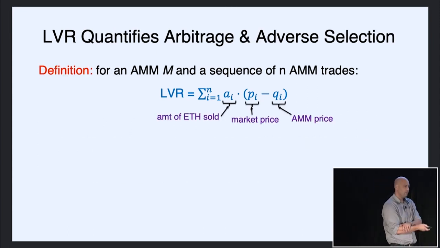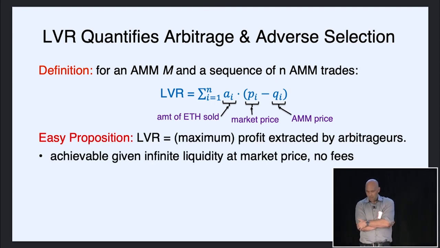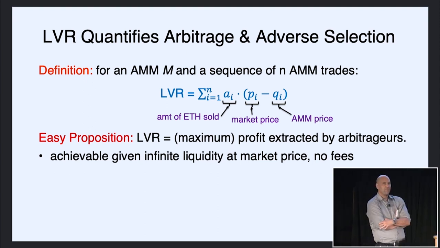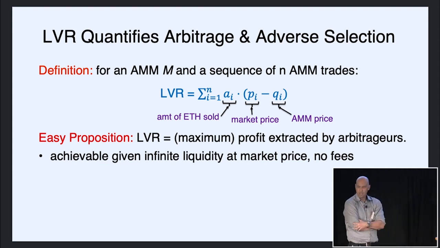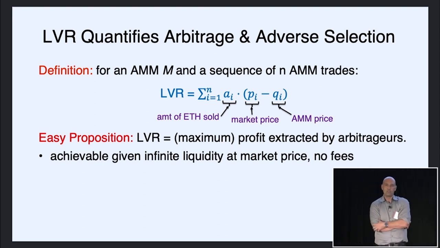Let me make some comments about it. Something that is a good sanity check for us, it shouldn't surprise you, and it's pretty trivial to prove. We've been talking about lever as the loss to liquidity providers. You could alternatively derive it as the best case profit that arbitrageurs could possibly extract. Best case meaning assume they had access to infinite liquidity at the current market price and didn't have to pay any trading fees. And this shouldn't surprise you because we already talked about the zero-sum game happening between arbitrageurs and liquidity providers. So LP's losses just have to be arbitrageurs' gains, and so we're seeing that reflected here.